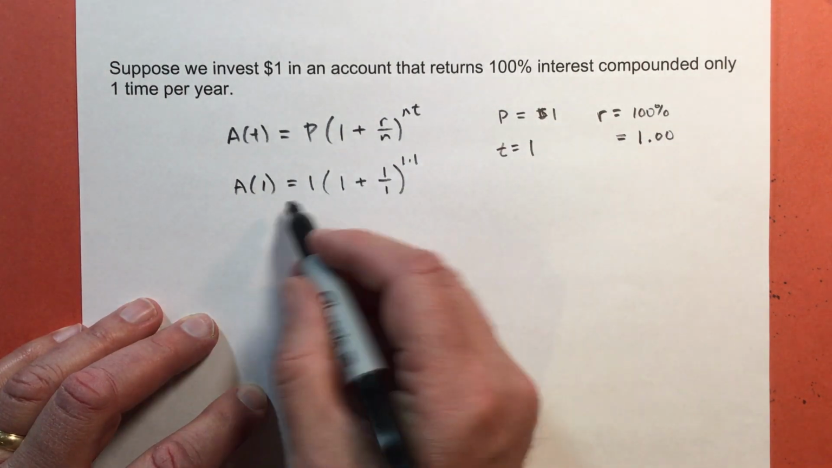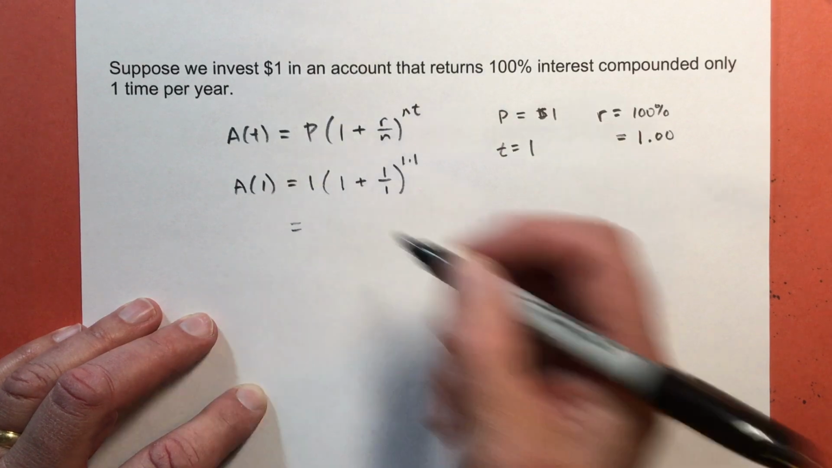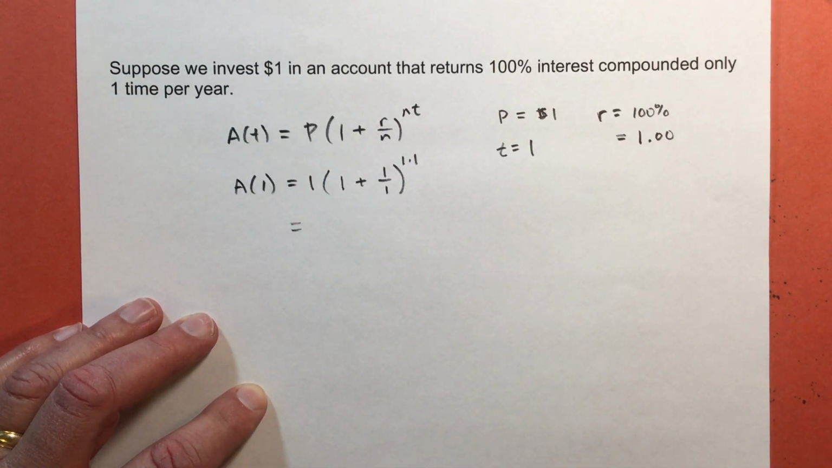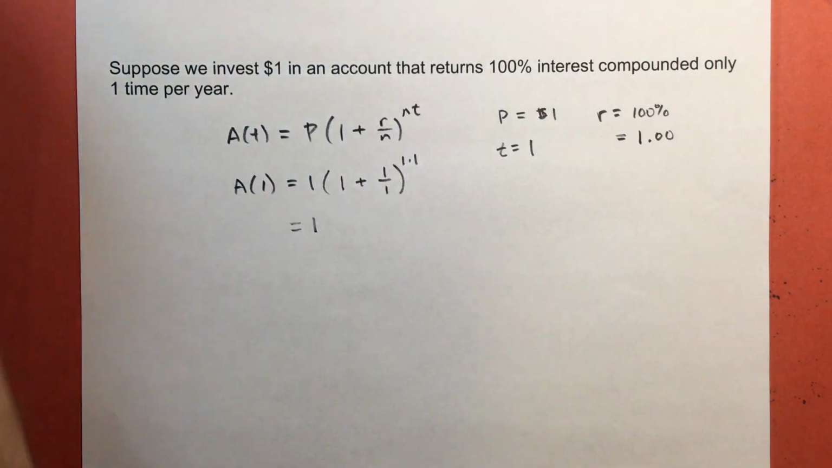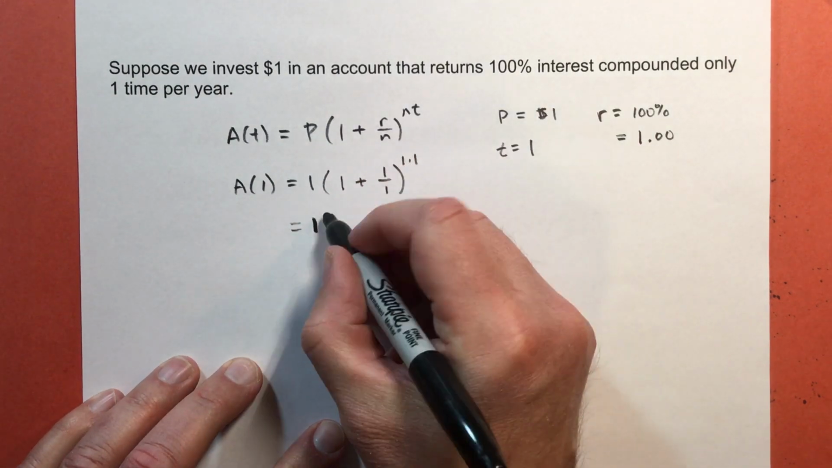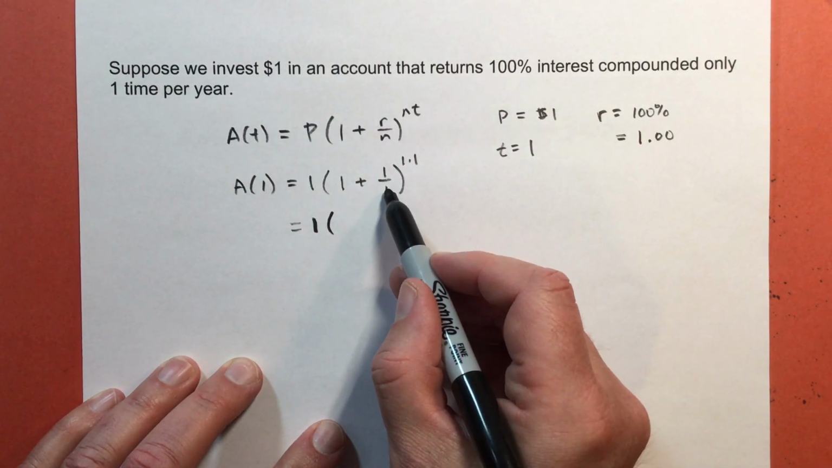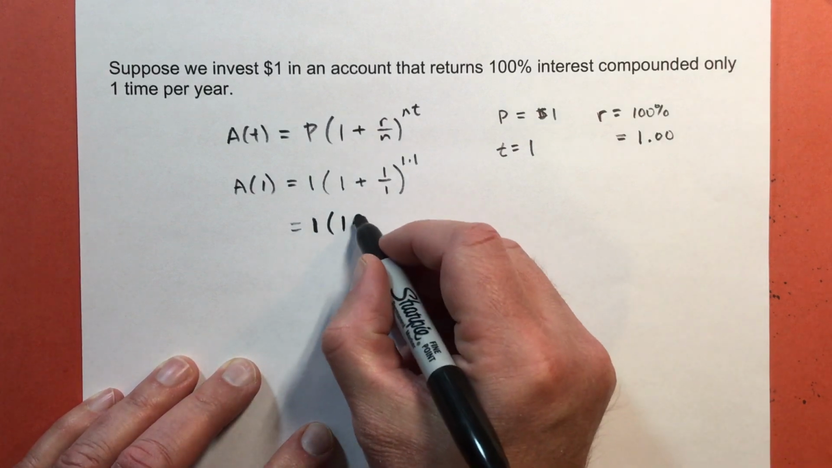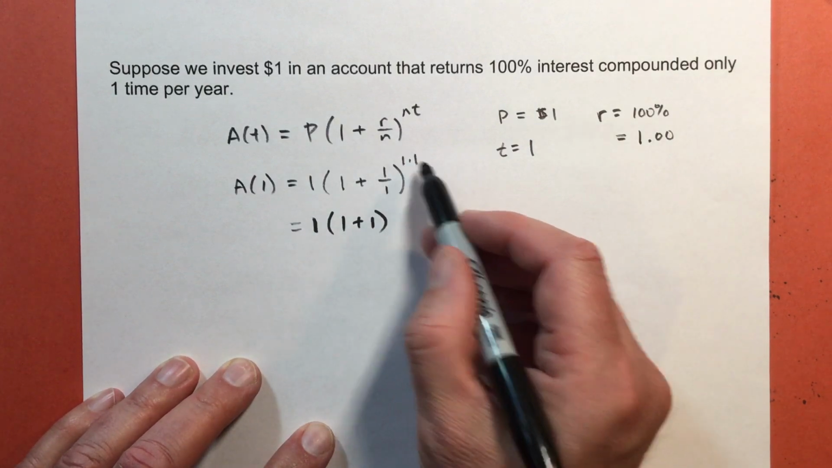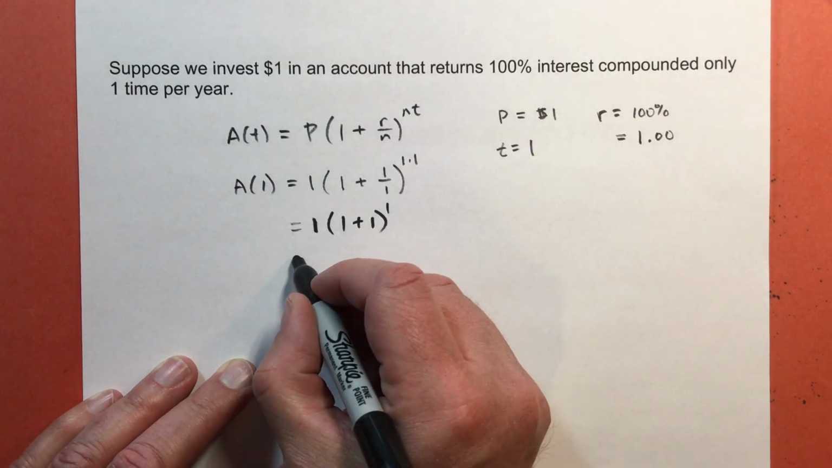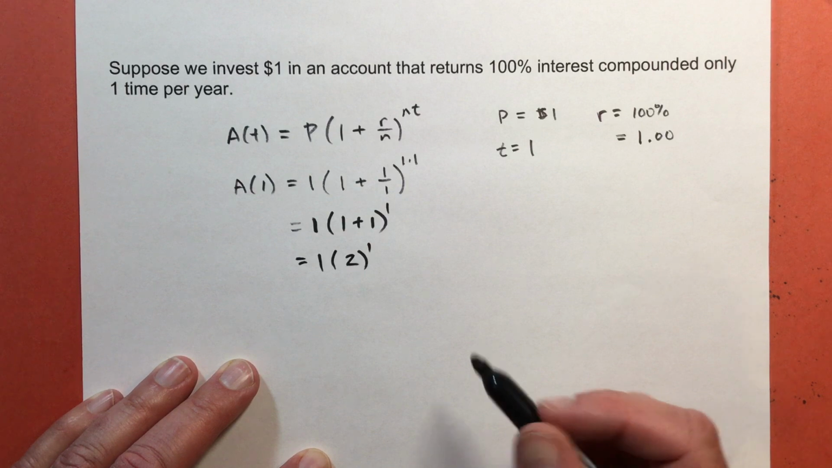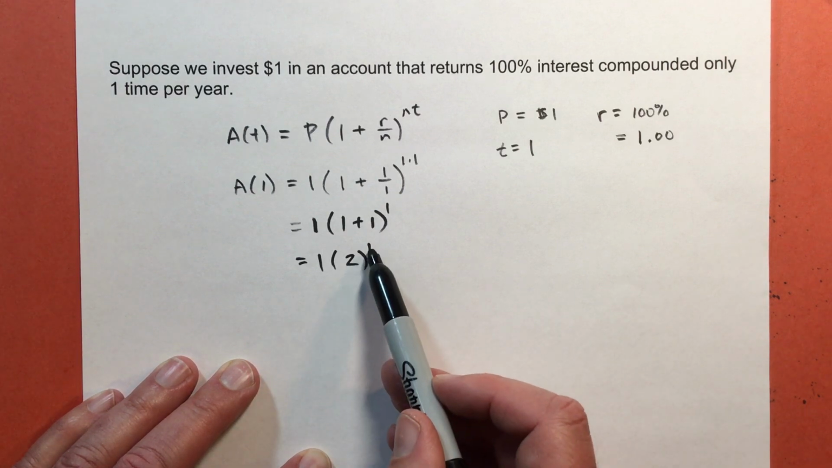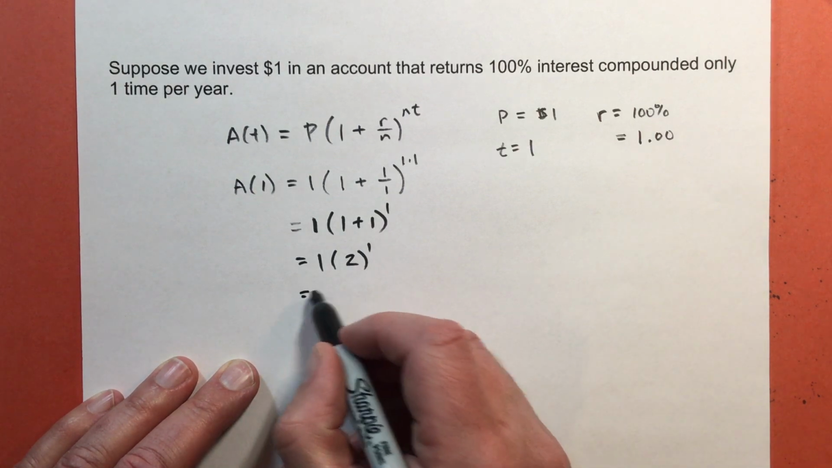All right, so let's simplify this. Inside the parentheses, I've got this. And check out what I'm doing. I'm just straight up using the formula. So I've got 1 inside the parentheses. 1 divided by 1 is 1. So I've got 1 plus 1. In the exponent, I've got 1 times 1, which is 1. Inside the parentheses, 1 plus 1 equals 2. And 2 to the first power is 2. 1 times 2 equals 2.